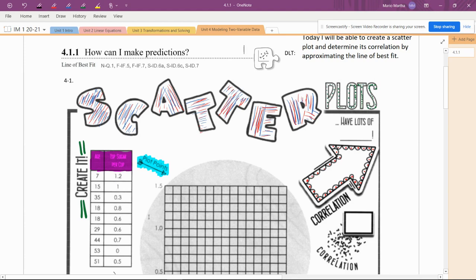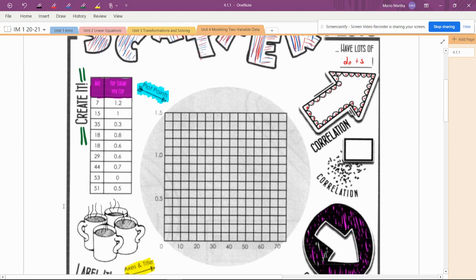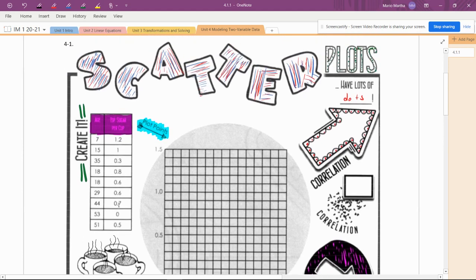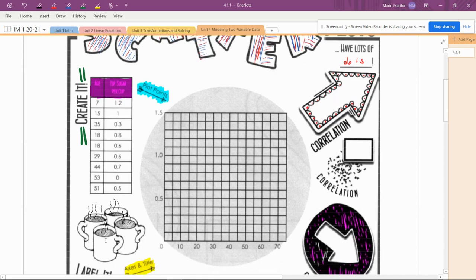Now, if you guys are not familiar with a scatter plot, it's just something that has lots of dots. All right. So that's exactly it. It's just a graph that has a lot of dots, or in this case, a lot of points, right? So let's start off by graphing our scatter plot. So here, when you do a scatter plot, you're actually comparing two quantities, all right? So if you notice here, we have two quantities. We have the age, and then we also have the teaspoons, TSP, teaspoons of sugar per cup. So we're comparing that during age 7, on average, a person will consume 1.2 teaspoons of sugar per cup, for example, stuff like that.